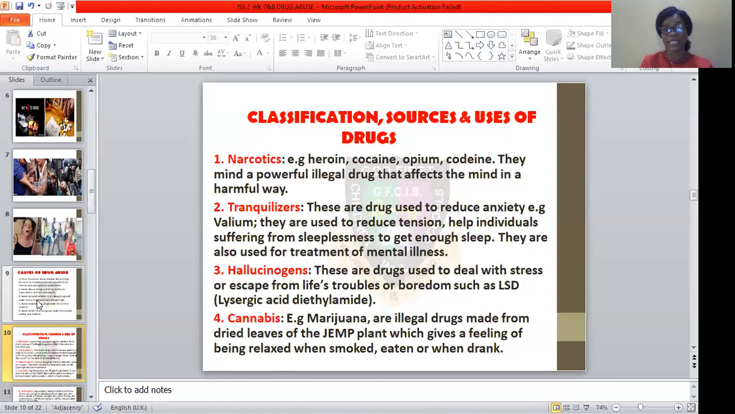We refer to this as weed. They use it to cook. The normal food we eat, they will use it as seasoning in food. They smoke it, they drink it, and they eat from the food they cook. These and many more are very harmful to your health.